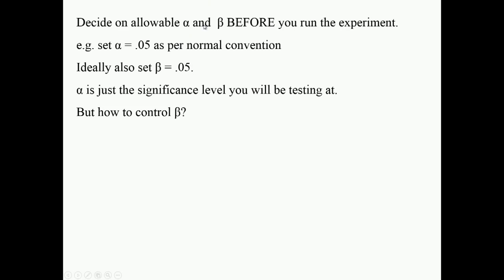Now you're meant to set those up before you run your experiment. So the question is, well, you know how you control significance. That's sort of just what you've been taught. You check your assumptions. You then look at the SPSS column, and if p is less than 0.05, then you're happy, right? That's what you're doing. But how to control beta, or conversely power?